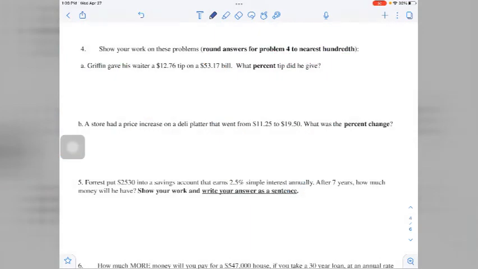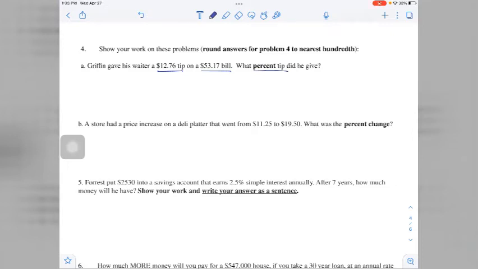Okay, so for this problem, now we get into some percent proportions. Griffin gave his waiter a $12.76 tip for a $53.17 bill. What is the percent of the tip that he gave?